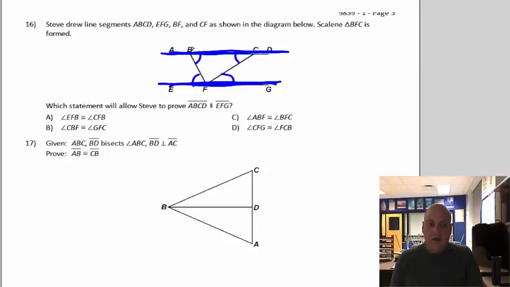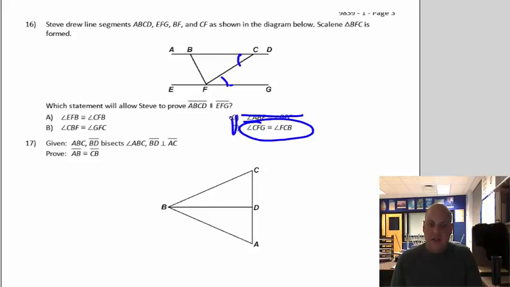Would that prove that these are parallel, EFG there? Okay, and then ABF congruent to BFC. That's not alternate interior there, so that's not it. CFG, gotta redo this. CFG congruent to FCB. Okay, yep, there we go. CFG congruent to FCB. That would be the alternate interior angles that we're looking for.